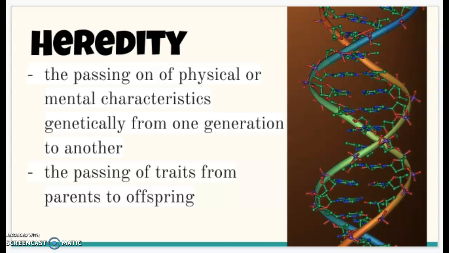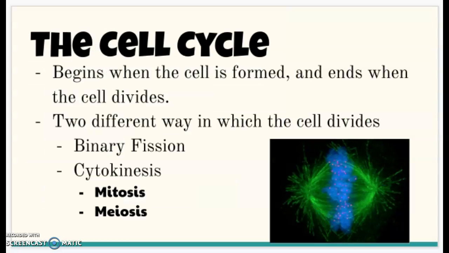But in order for heredity to happen, there has to be some things that go on within the cell, because we know that all of our DNA is inside our cells in the nucleus. And so inside our cells, there are processes going on that will enable us to pass on traits from one generation to the next. The cell cycle. The cell cycle begins when a cell is formed, and then it ends when the cell divides.